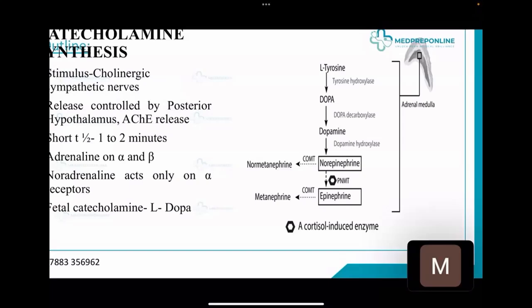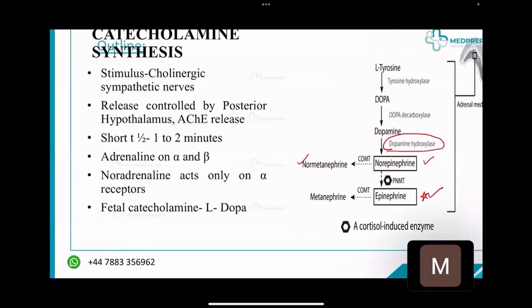DOPA decarboxylase will form dopamine. Dopamine hydroxylase will form norepinephrine. Now, norepinephrine, again, undergoes degradation by the COMT pathway to form the metabolite normetanephrine. And norepinephrine itself undergoes conversion by phenylethanolamine methyltransferase, and it will form epinephrine. So these are the two byproducts of this pathway.